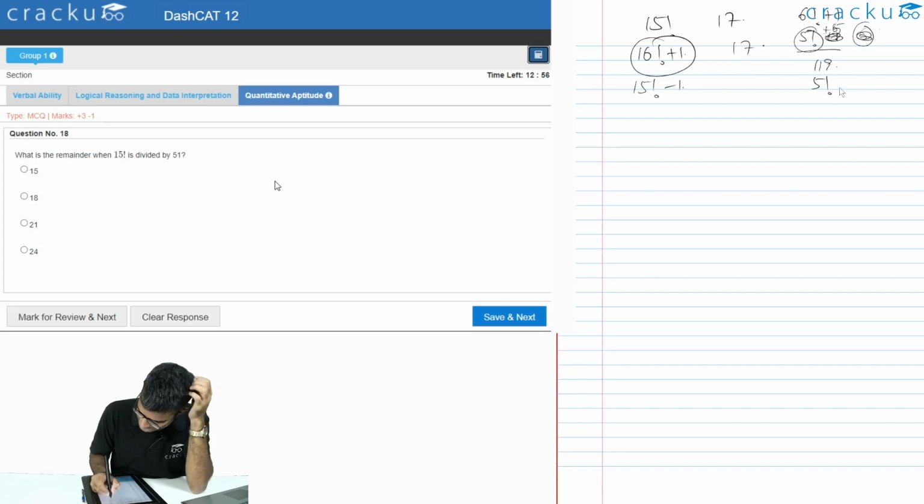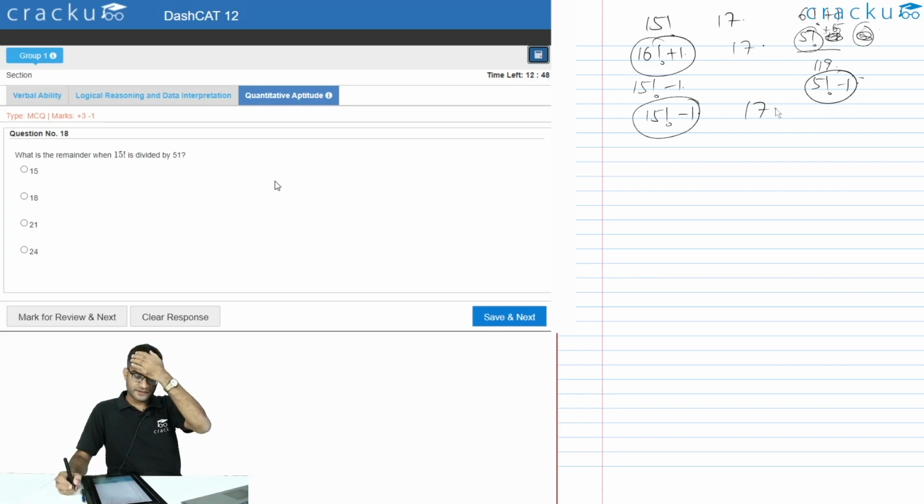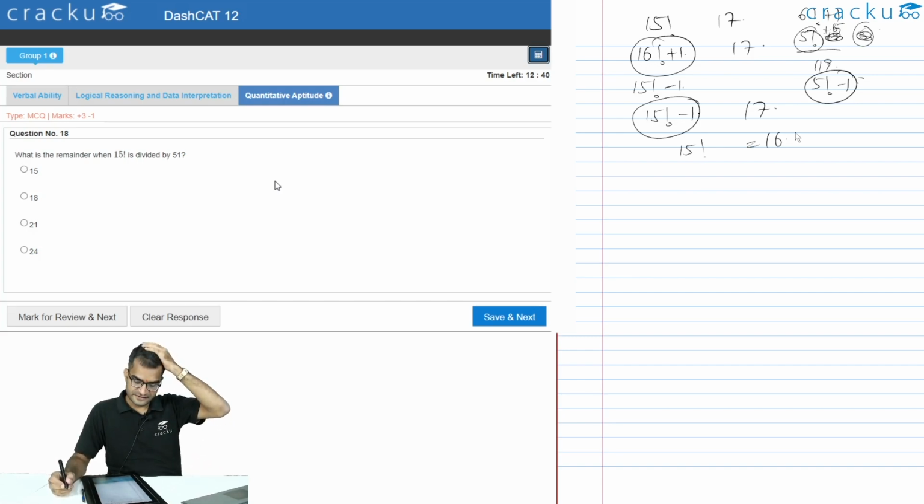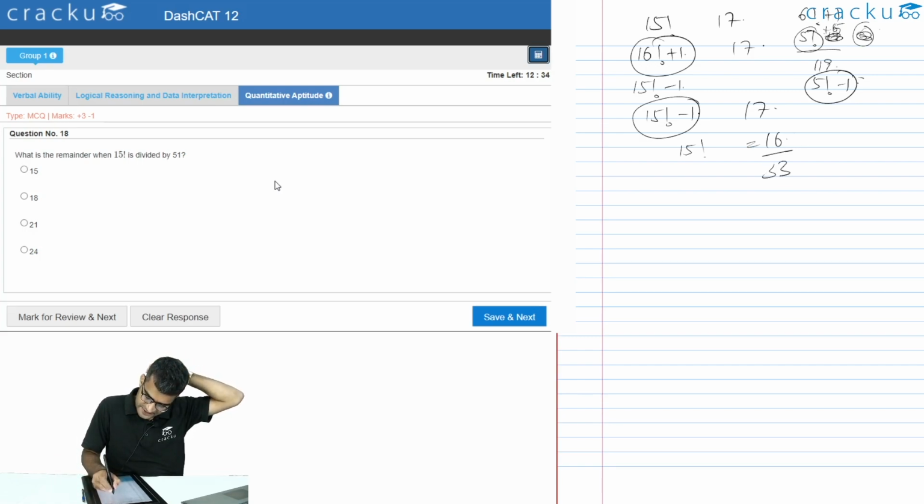Okay, 5 factorial minus 1 is divisible by 7. So 15 factorial minus 1 will be divisible by 17. Okay. Or 15 factorial will leave a remainder of 16, correct? Will leave a remainder of 16 when divided by 17. So when it is being divided by 51, it has to be either 16 or 33 or 50. One of these three has to be the answer.